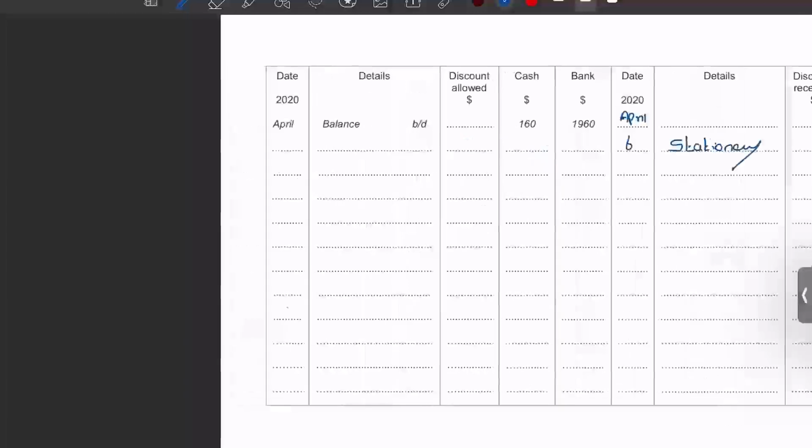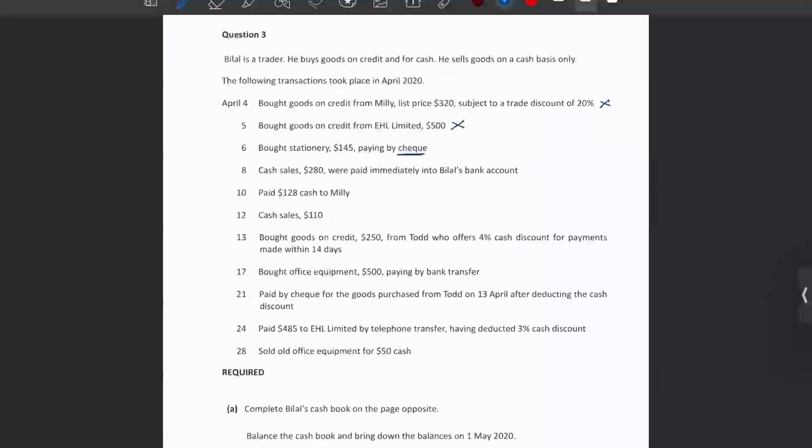Next. Read it. Is cash or bank mentioned? Yes. Cash sales 280 were paid immediately into the bank account, which means you're putting the money directly into the bank account. It won't affect cash when they give something like this. We did a similar transaction before. You tell me, what will happen to money in the bank? Increase. If the money in the bank is going to increase, what do I have to do to the bank account? I need to debit.